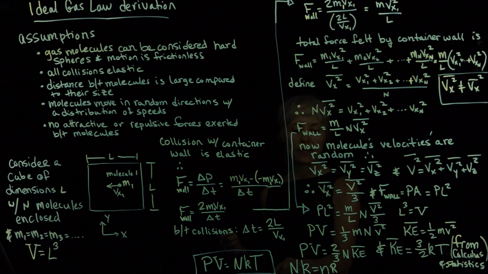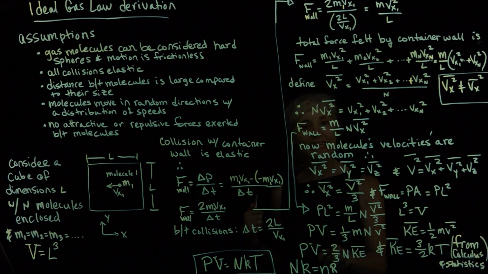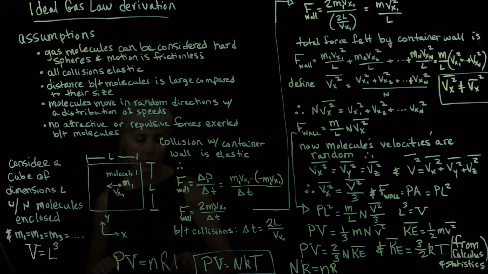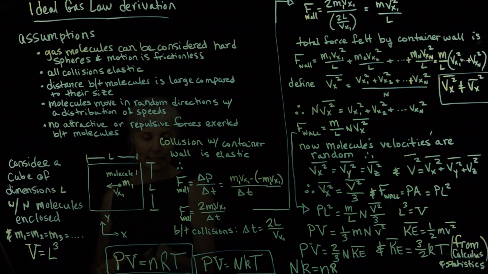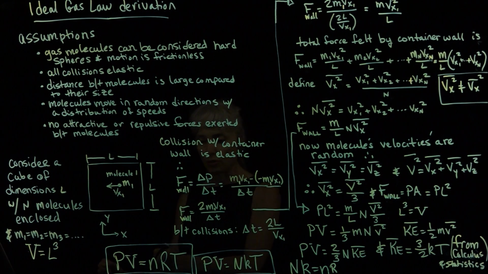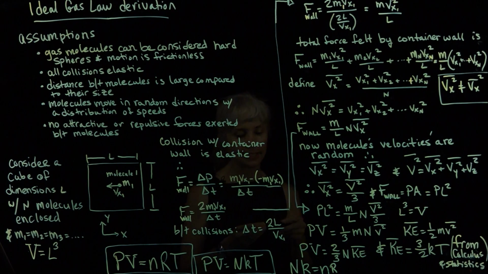Notice using Avogadro's number, I can instead use the number of moles and the gas constant. So Boltzmann's constant and the gas constant are related via Avogadro's number. So we can also express the ideal gas law, if we would prefer, as PV equals nRT. So this is PV = nRT and PV = NkT. Little n is the number of moles, big N is the number of molecules. When you're using the number of molecules, you use Boltzmann's constant. When you're using the number of moles, you use the gas constant.